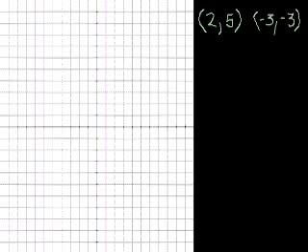I'm going to graph them in yellow. So 2, 5. Let's see, that's 1, 2, 1, 2, 3, 4, 5. So 2, 5 is going to be right over there. Okay. And then let me graph -3, -3. So it's 1, 2, 3, 1, 2, 3. So -3, -3 is right over there.